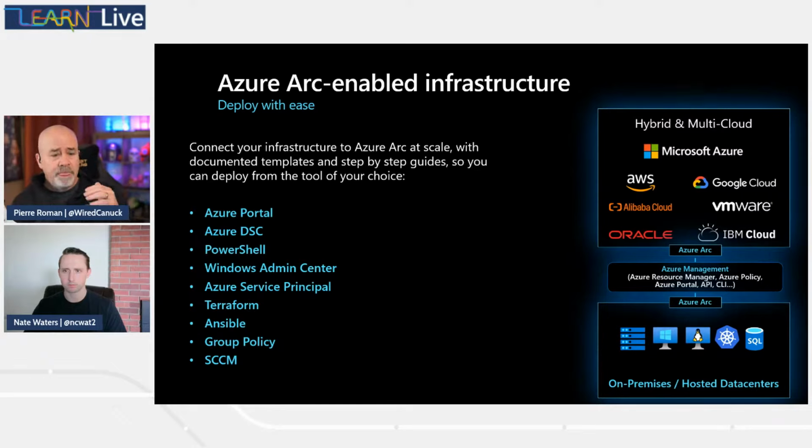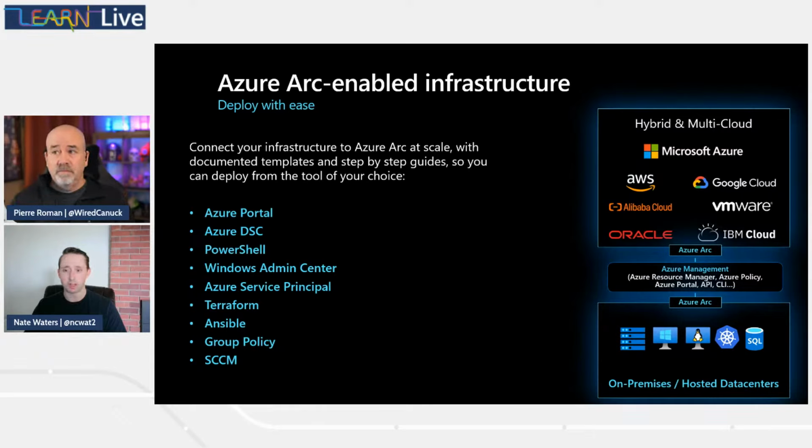Of course, PowerShell and Windows Admin Center get to play in there as well. You can use the Azure service principal to onboard those machines and basically give those machines an identity so that they actually have access to do what they need to do. But of course, you can deploy that using Terraform, Ansible, group policies, or SCCM if you're still running those systems in your environment. So to deploy, I just did it with the standard script, downloaded and manually ran it. But there are a number of different ways that you can make your life easier by deploying it.